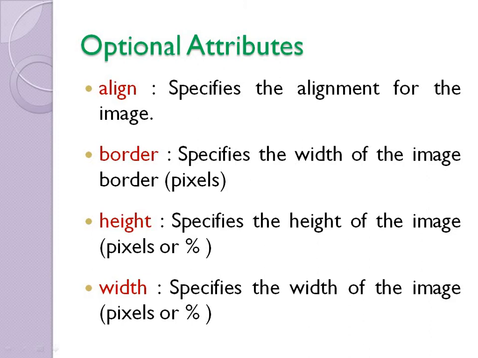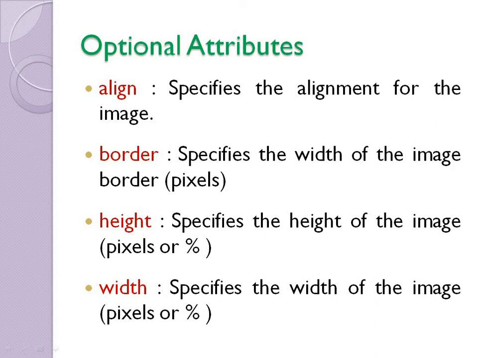Some other attributes are also there of the image tag, known as the optional attributes. What does optional mean? Optional means it is not required to give these attributes every time. It is your wish. If you require, then you can use them, otherwise there is no need. So the first attribute is align.